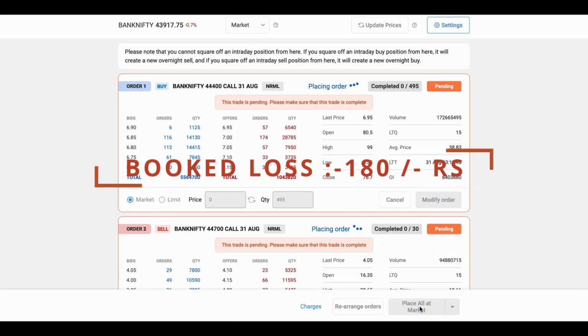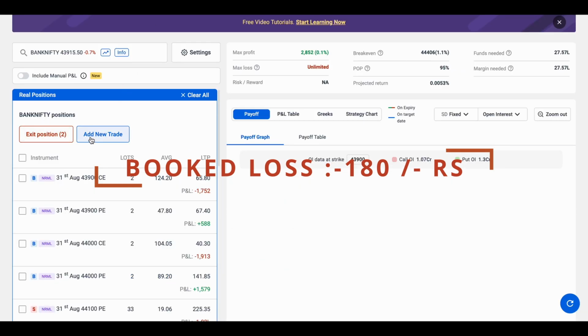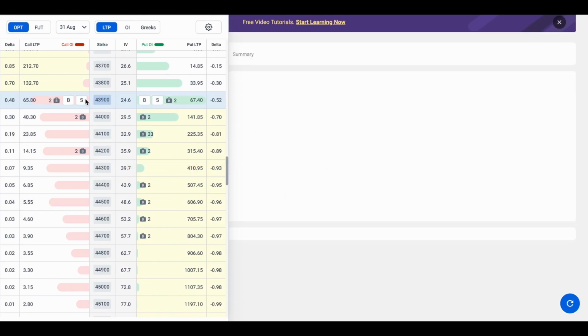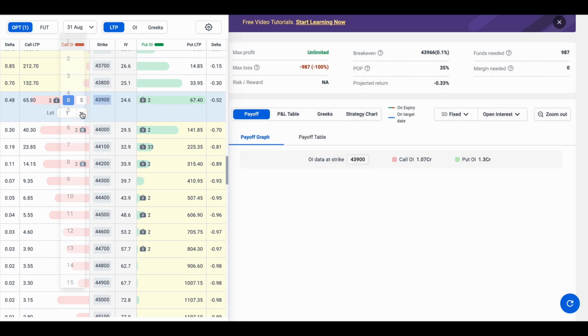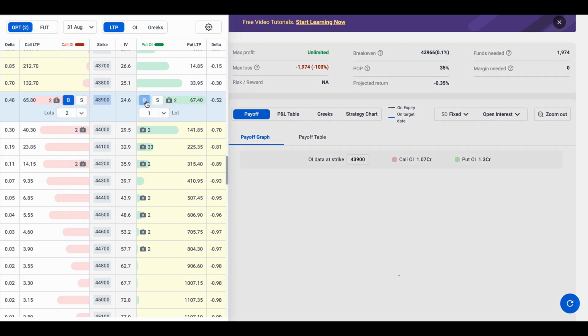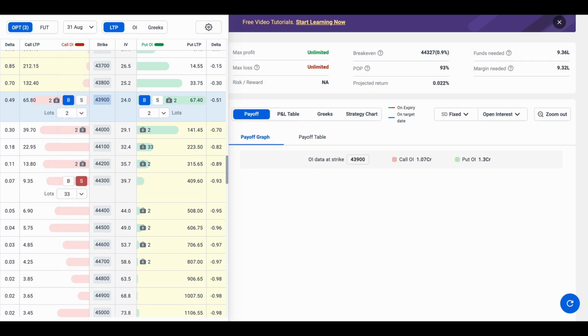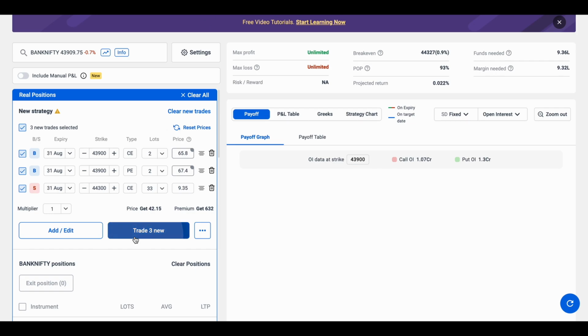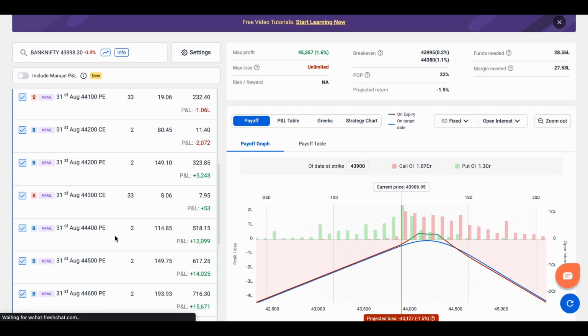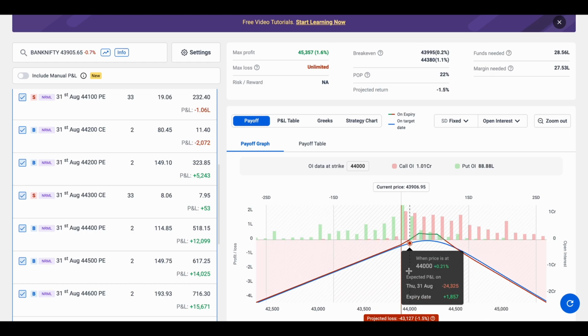Market price only. Okay, let's add the positions around the same level, 2 lots each, on both the higher sides, and going to sell this 44,300. As you can see, after the adjustment, this is how my payoff chart will look like, and I'm totally into a loss, 30 to 40,000 rupees loss right now.